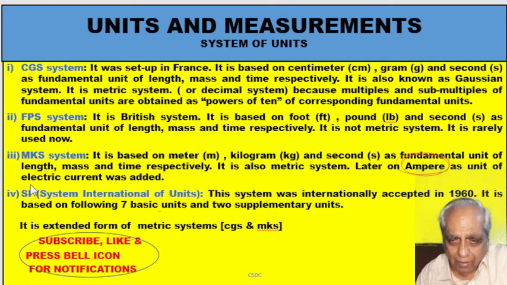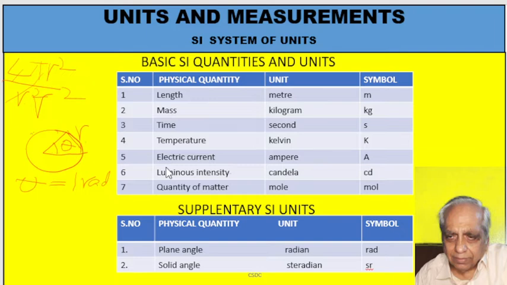Now you see, the 7 quantities are listed here. Length you are familiar with, its unit is meter in SI and its symbol is small m. Mass, kilogram, kg. Time, second, s. Temperature, Kelvin, K. K is capital. Electric current, ampere, capital A. Luminous intensity, candela, cd. I will explain this in the next slide.